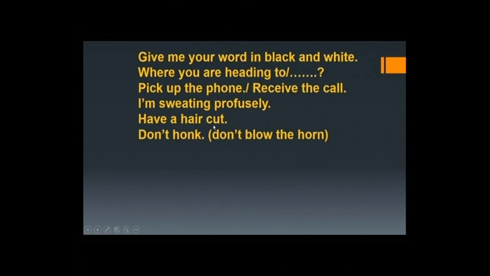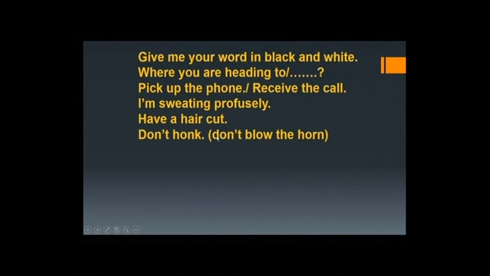Have a haircut. Okay, generally in our class we have some students who keep long hair, but we suggest कि अपने वाल कटाओ. So okay, best is go and have a haircut. How is it said? अपने वाल कटवाओ, have a haircut.